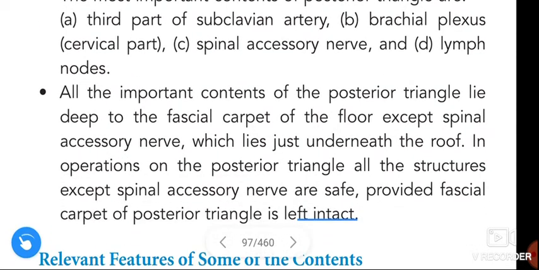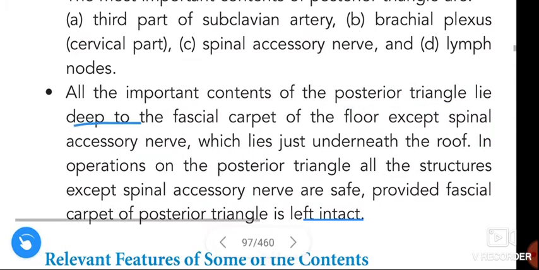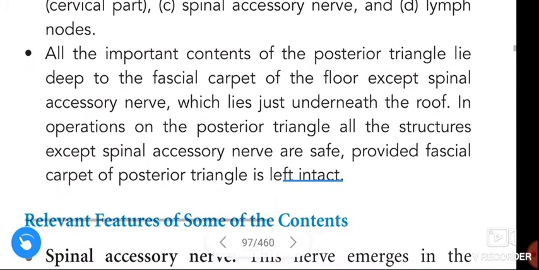Next, all the important contents of the posterior triangle lie deep to the fascial carpet of the floor except the spinal accessory nerve, which lies just beneath the roof. In operations on the posterior triangle, all the structures except the spinal accessory nerve are safe, provided the fascial carpet of the floor is intact.